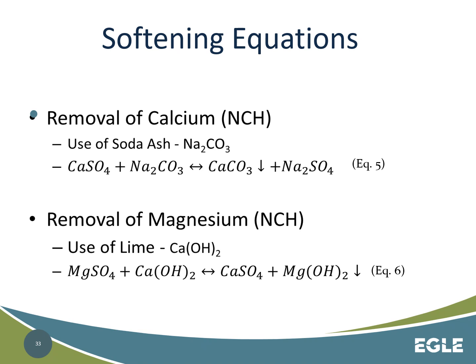In equation 6, we see that magnesium non-carbonate hardness, or magnesium sulfate here, reacts with hydrated lime to create magnesium hydroxide precipitate and calcium non-carbonate hardness, as calcium sulfate here. That additional calcium sulfate would need to be removed with soda ash, as shown in equation 5. We will be applying these concepts and equations directly to calculate lime and soda ash dosing.